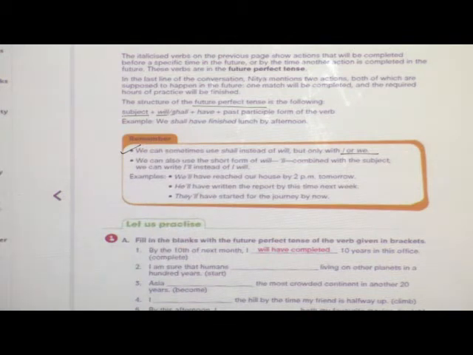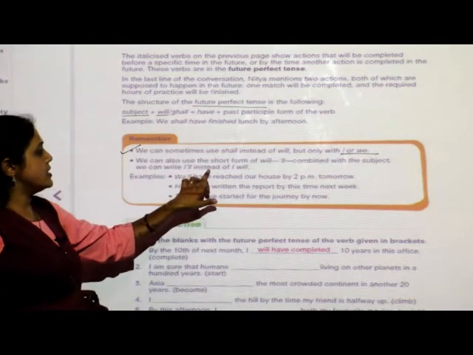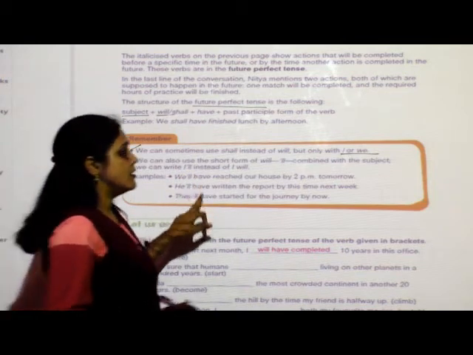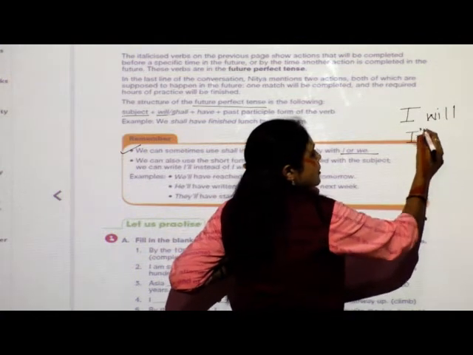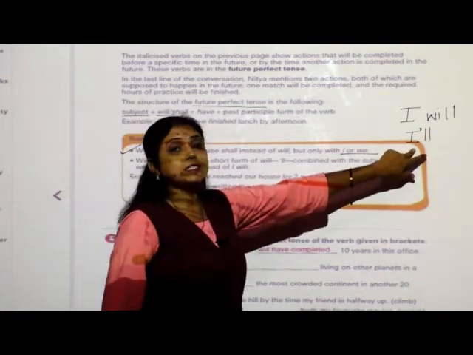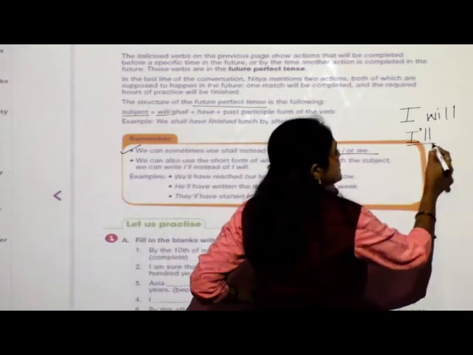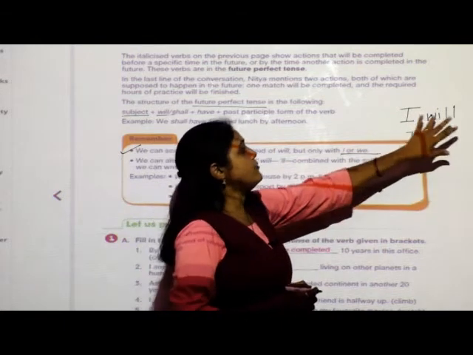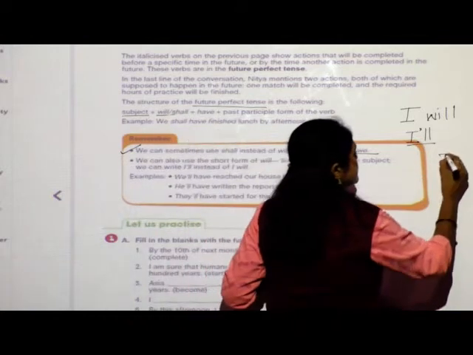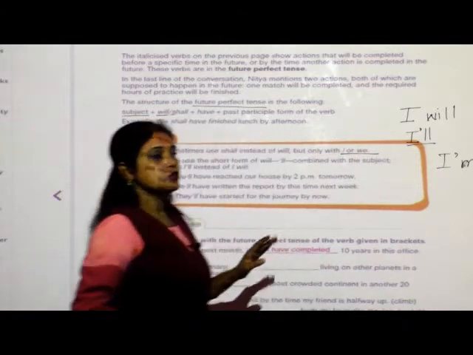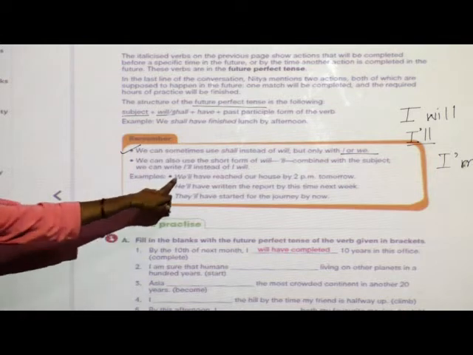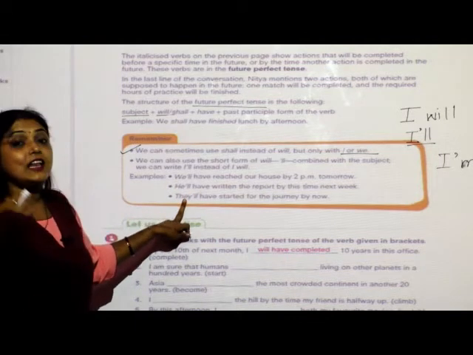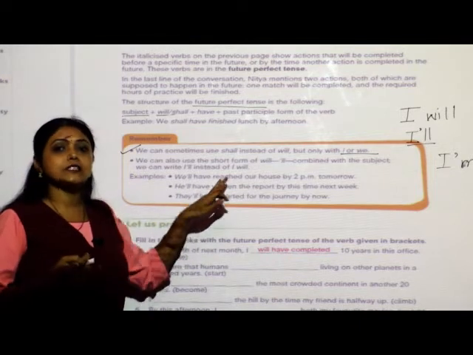Next, we can also use the short form of will combined with the subject. We can write I'll instead of I will. When I use the short form of I will, I can write apostrophe and double L. So how will this sound? I'll. Okay, you will not say I will or ill. It is I'll. Okay, I will short form is I'll. I am short form is I'm. Okay, so these are the short forms. So instead of I will, we will, you can write I'll, we'll, he'll, they'll. Okay, they'll. So you can write the short forms instead of the long form.